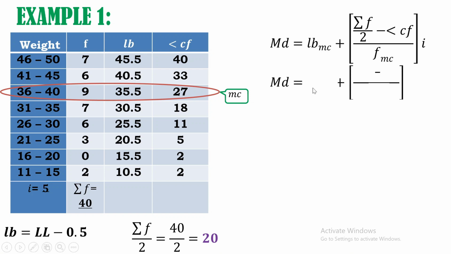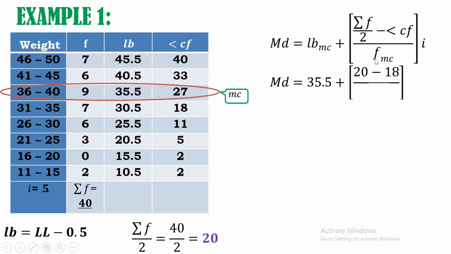By substitution, we have the lower boundary of the median class, that is 35.5. Then, summation of f over 2, here we have 20. Minus the value of the less than CF. Take note, this should not be found on the median class. Instead, it's the value below, or less than, the less than CF of the median class. So it's 18.